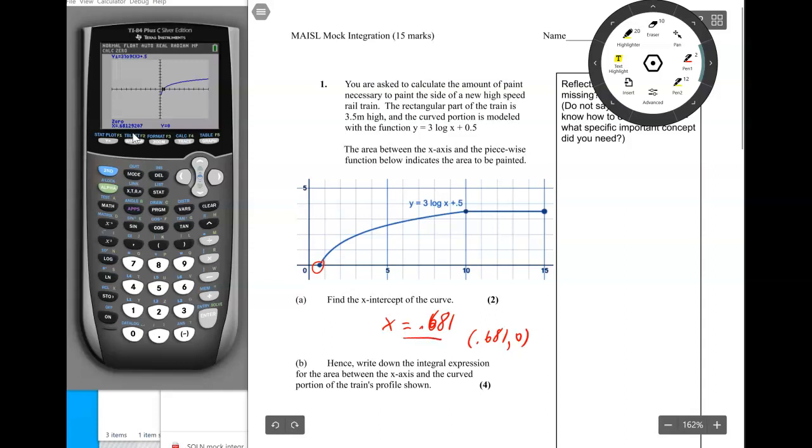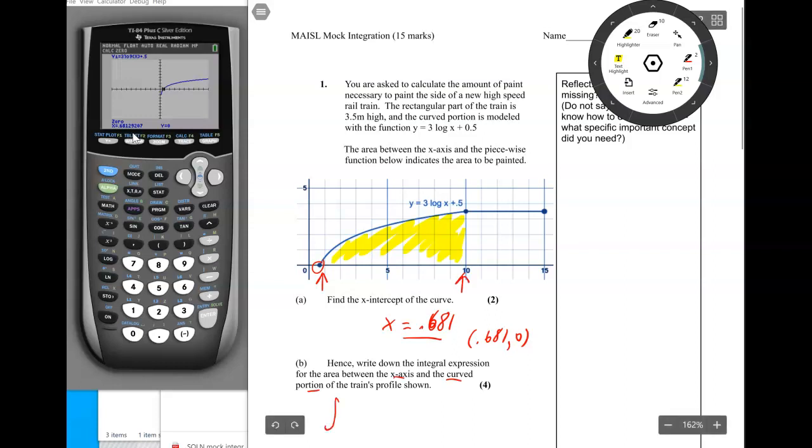But that's fine. Hence, write down the integral expression of the area between the x-axis and the curved portion of the train's profile shown. So we're just looking for the x-axis and the curved portion right now. So that would be just this part here, okay? Which means that we're going to scan from this left limit to this right limit of 10, okay?